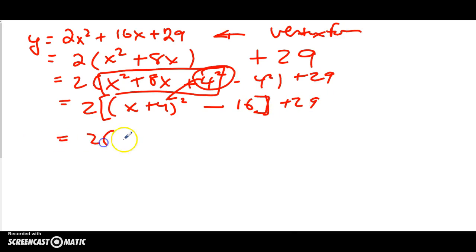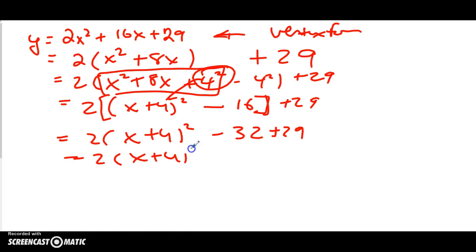Next up, 2 times (x plus 4) all squared minus 32 plus 29. And finish it up with this, minus 3. So then that's that. What's my vertex? If I was to sketch this, here's my vertex, minus 4, and then minus 3. You'd plot that over here somewhere. Minus 4, minus 3. It would look like this.